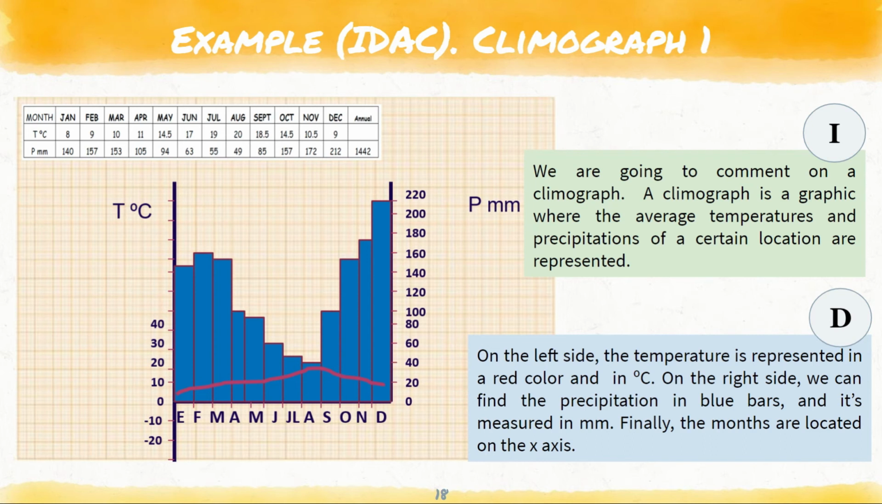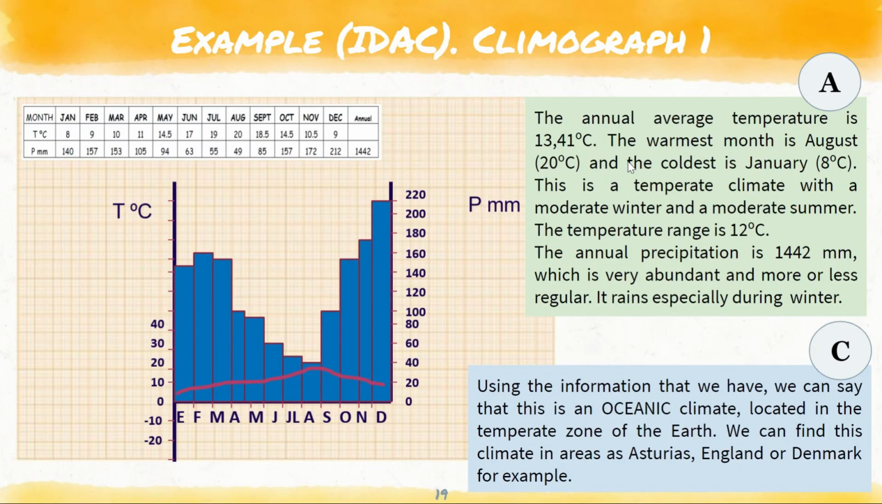I give you the first one completed. You only have to copy it in your notebook, and for the rest of the climographs, use the same structure and adapt it to the different data. Obviously, you can use the same introduction and description for all your commentaries. The only parts that you have to change are the analysis and the conclusions. Remember to write the type of climate in the conclusions. You will see that it's really easy, so good luck!